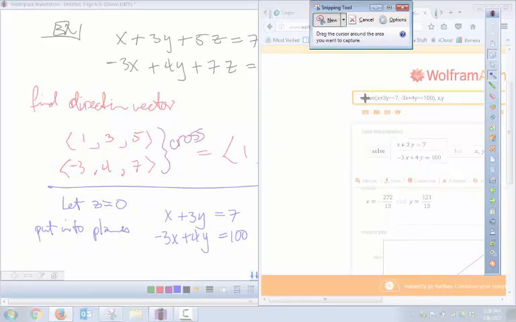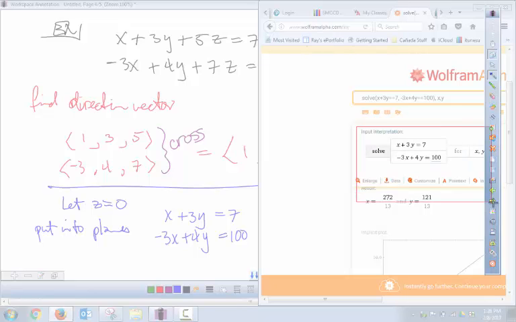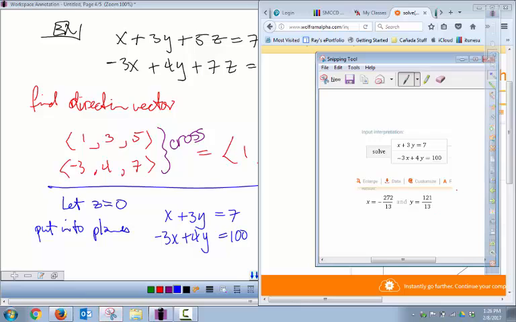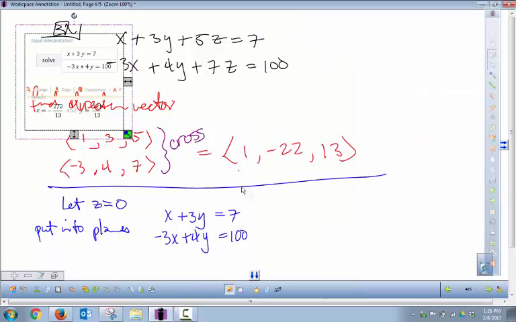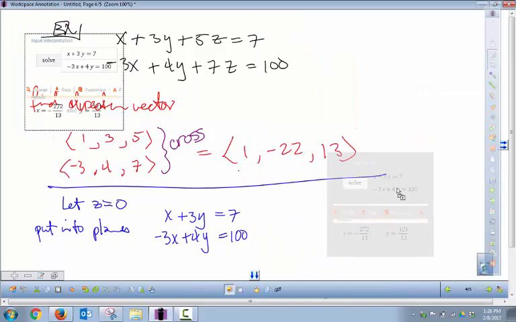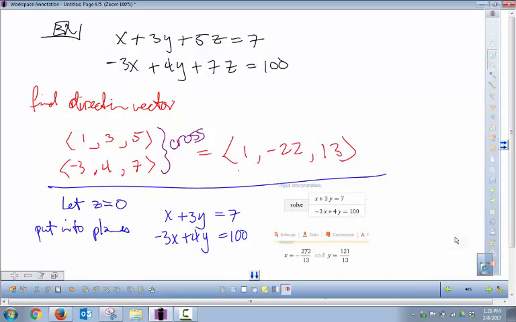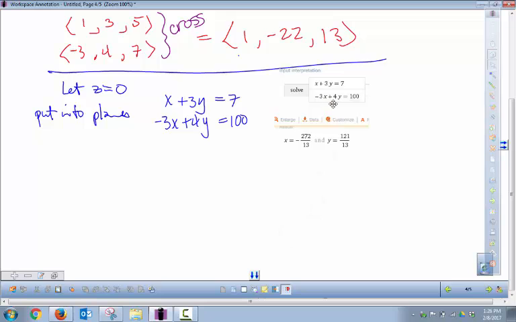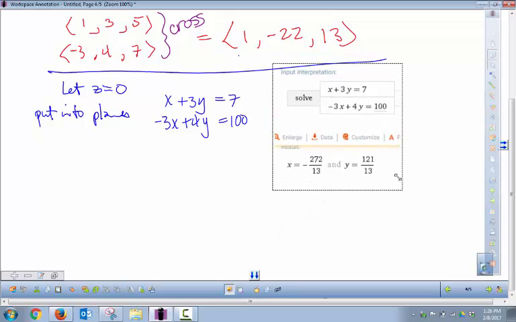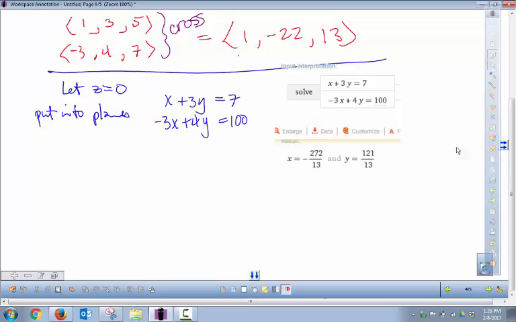Y equals 121 over 13, and x equals... horrible. 2,393 over 13. That might be wrong. You got the x, that was good. Or the y. You got the y. The x looks like it's negative. Yeah, no, what I said was definitely wrong. All right, the x is right.